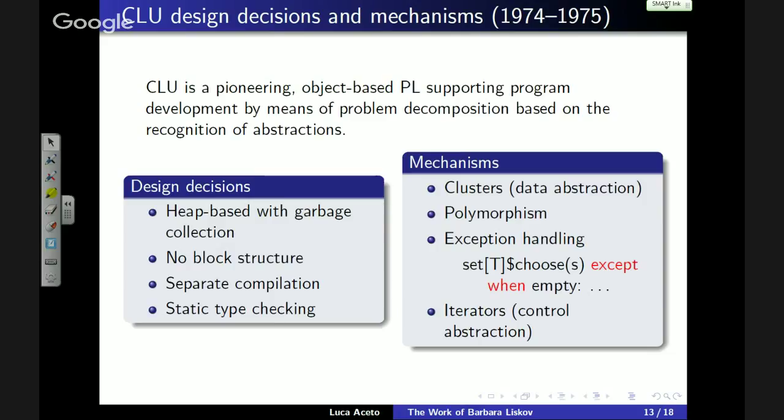So here's an example. If you have a polymorphic data type set, a set of objects of type T, and you have a function that says, choose an element of that set, well, perhaps the set you're choosing from actually happens to be empty right now at runtime. So except when, that's the exception handler. Except when the set is empty, in that case, you do something else. And this was one of the early languages with iterators. You want to do the same operations on all elements of the data type that you are working with at that time, so you just have an iterator. So a lot of this stuff you have in programming languages today, but this is a language from 1974, 1975.